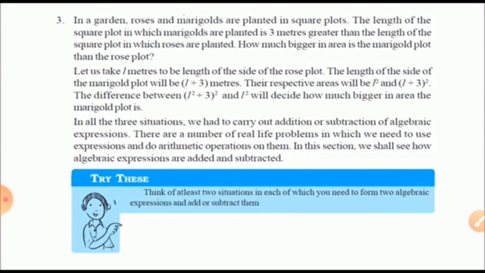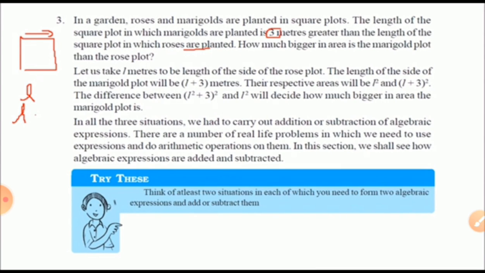In a garden, roses and marigolds are planted in square plots. The length of the square plot in which marigolds are planted is 3 meters greater than the length of the square plot in which roses are planted. How much bigger in area is the marigold plot than the rose plot? Oh, I see. So now you can see algebraic expressions are also involved in our day-to-day life problems.